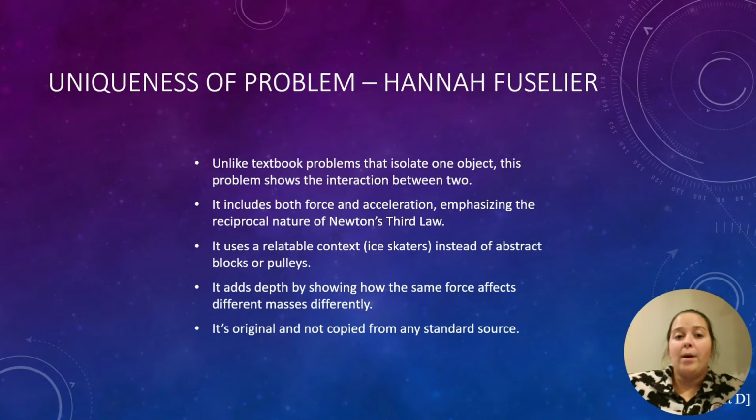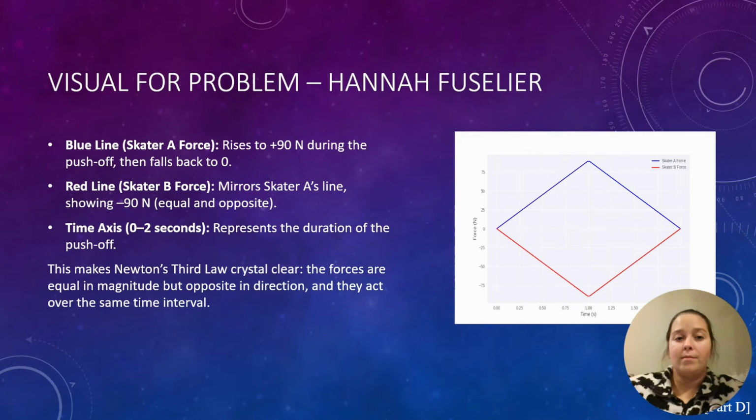Uniqueness of the problem. Unlike textbook problems that isolate one object, this problem shows the interaction between two. It includes both force and acceleration, emphasizing the reciprocal nature of Newton's third law. It uses a relatable context, ice skaters instead of abstract blocks or pulleys. It adds depth by showing how the same force affects different masses differently. It's original and not copied from any standard source.